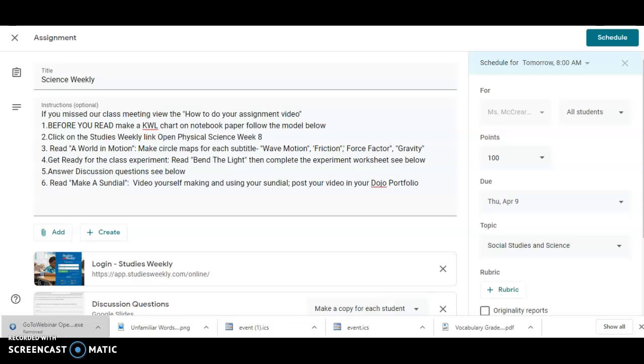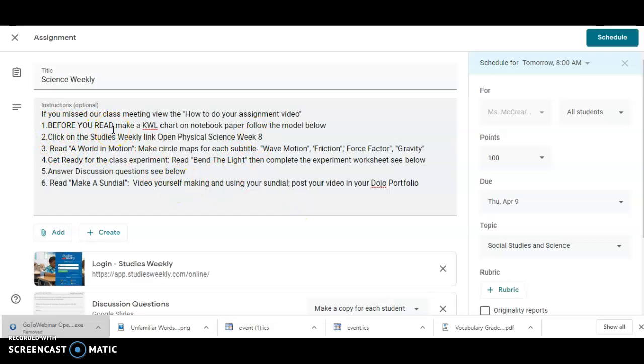Okay, we're in our Google Classroom. We open up the assignment. As you see, there are 6 sets of directions here. Don't panic. You have until Thursday, April 9th to finish all of these activities, so don't panic. First, let's look at number 1.